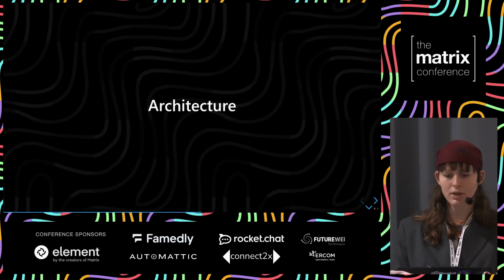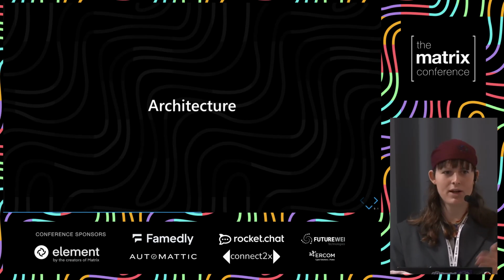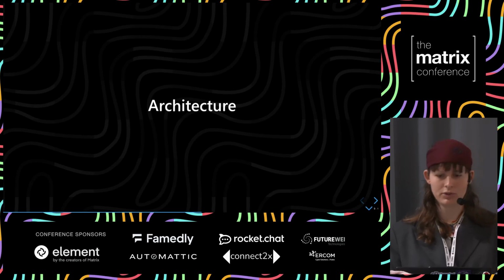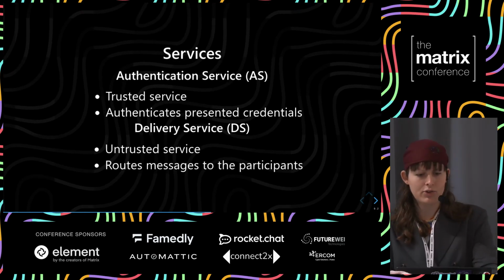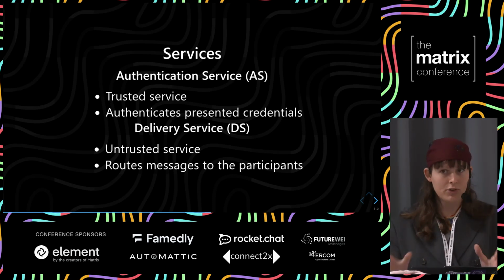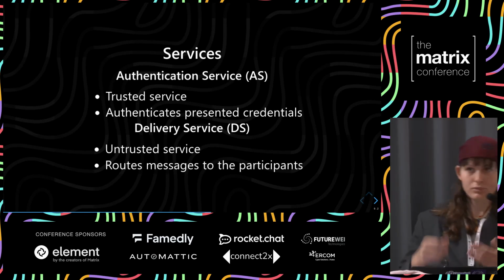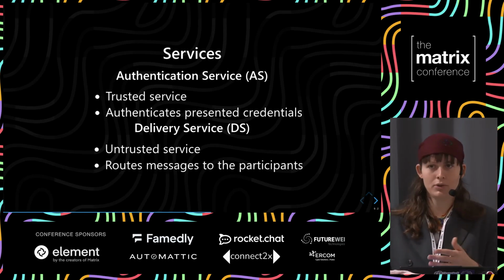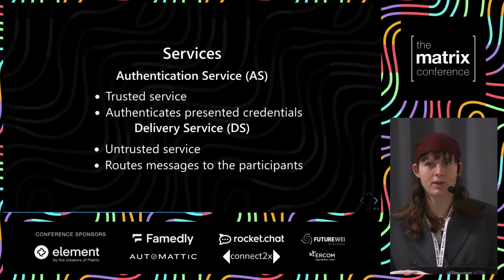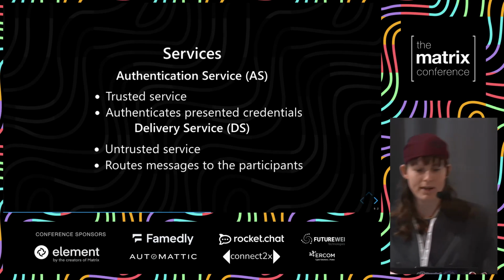From the architecture, MLS basically has two components. It's actually simple, as long as we're talking about MLS as standalone and not in the Matrix context. MLS has two services: an authentication service and the delivery service. The authentication service is a trusted service we use to authenticate presented credentials. Anyone could upload a key package to a server and say, this is the key package of Alice. But who knows if it's actually the key package of Alice.